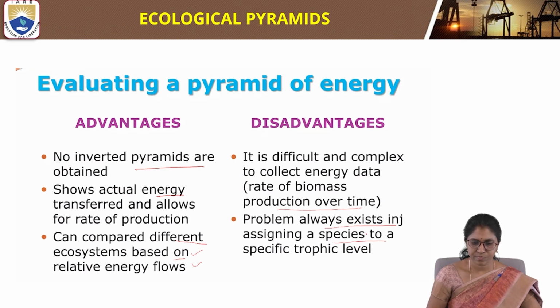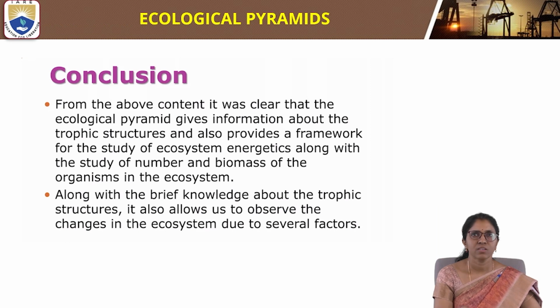And conclusion. We have discussed what ecological pyramids are and the types of ecological pyramids. Three types are there: pyramid of number, pyramid of biomass, and pyramid of energy. The last one shows the flow of energy through the different trophic levels: producers have high energy and tertiary consumers have less energy. Only 10% of energy is passed to the next level.